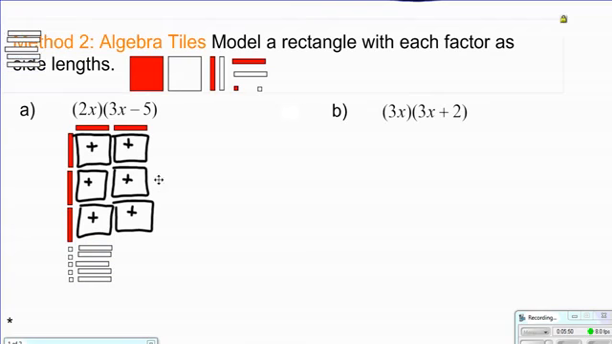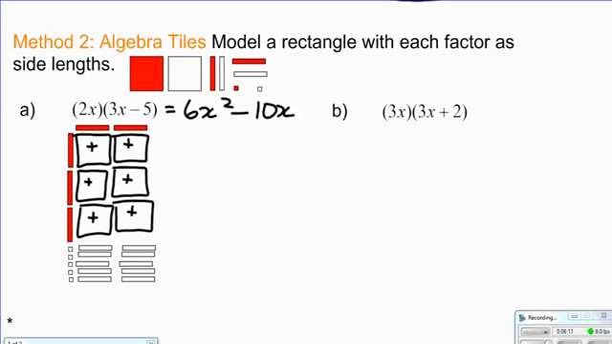By the magic of television, there we go. Drag, there we go. Beauty, magic. So that means our total area is 6x squared that are positive, and then we have 10 x's that are negative.